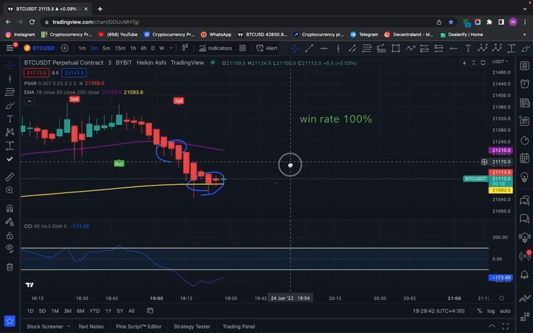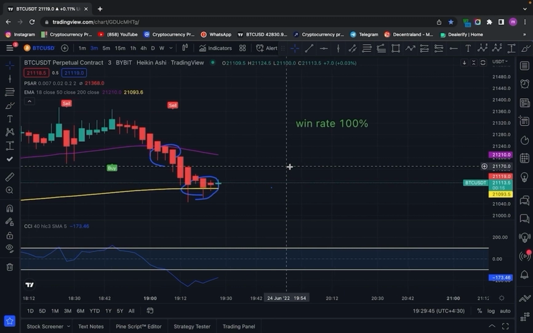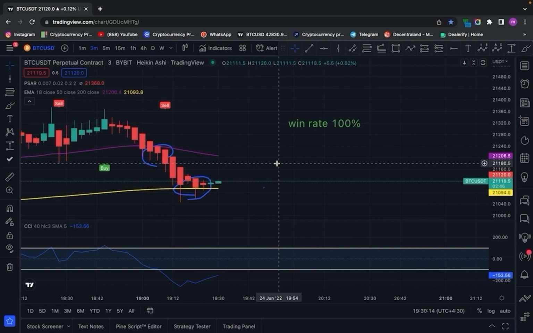So watch the video one more time from the first to be sure that you have learned this strategy completely. And before using it, test it on multiple charts like Bitcoin or gold or other crypto assets.